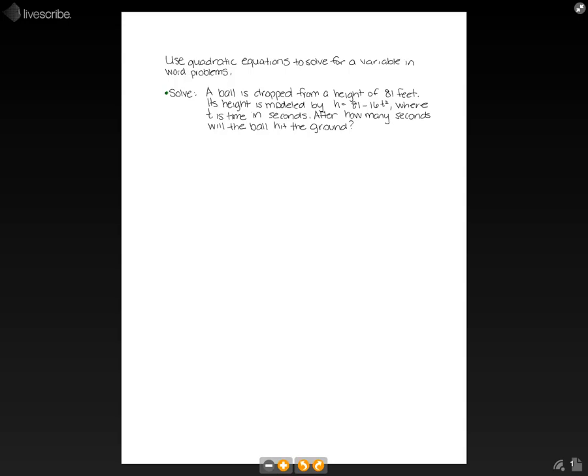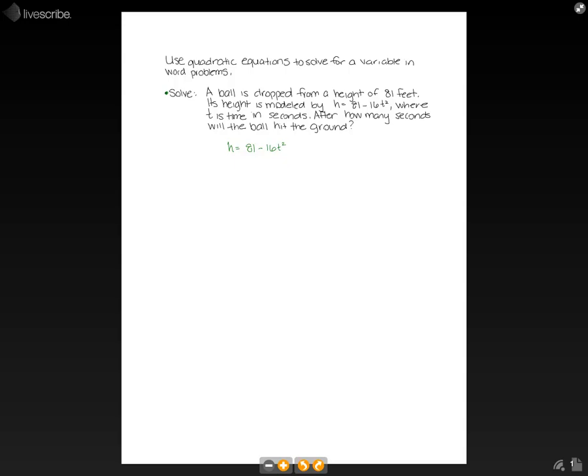The first thing you're going to want to do is rewrite our equation so it's out of the mess of English and alone on the paper so we can look at it. We have h equals 81 minus 16t squared. What are we looking for? We're trying to figure out how many seconds it will take the ball to hit the ground.